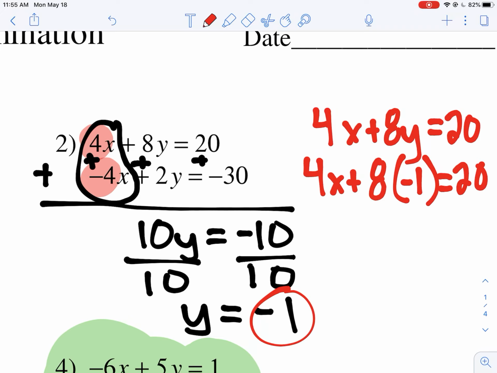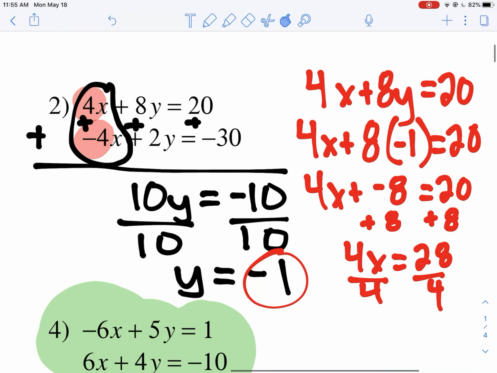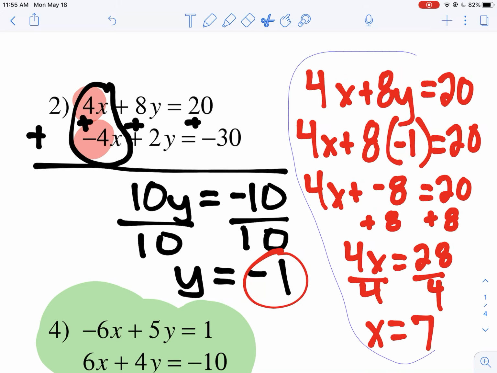And I solve this like a two-step equation. 8 times negative 1 gives me negative 8. So I get 4x plus negative 8 equals 20. I'm going to add positive 8 to each side. I get 4x equals 28. Divide each side by 4. I get a solution for x of 7. And I am done. I've completed this problem.